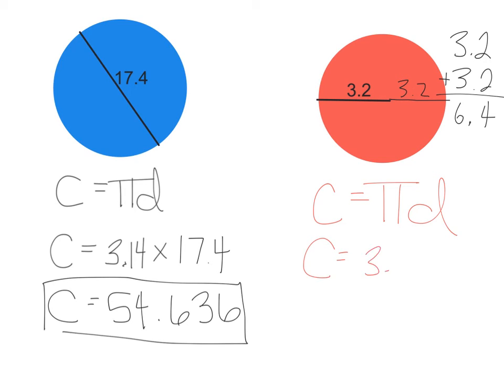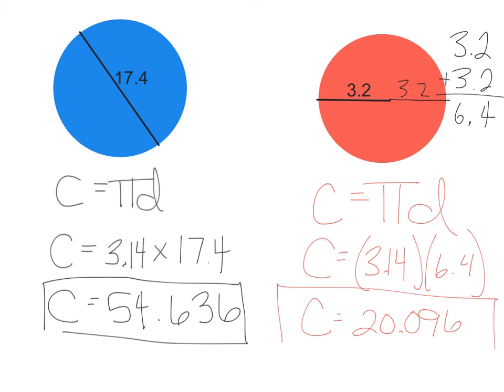Circumference equals pi, which we're going to use 3.14 as pi, times the diameter, which is 6 4/10. So 3.14 times 6 4/10 gives me a circumference of 20.096. Now, because this is circumference, we would just say units, or centimeters, or meters, because remember, it's area that we do the square units. So these would just have units.